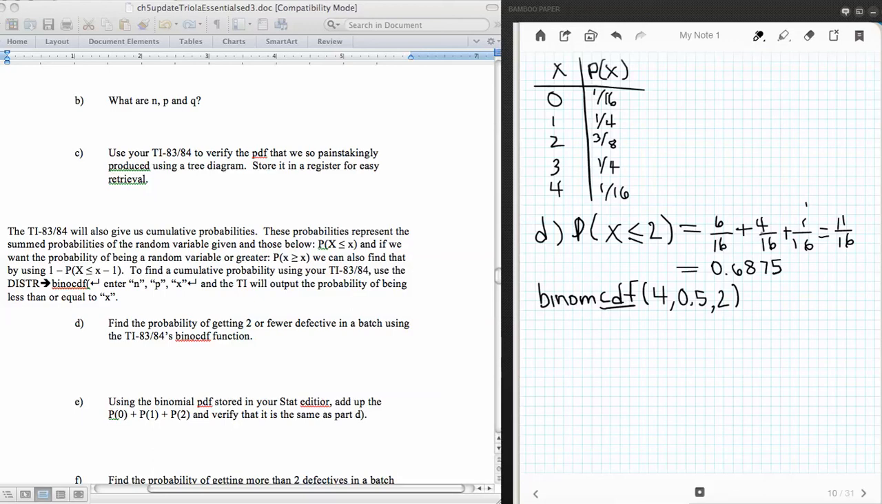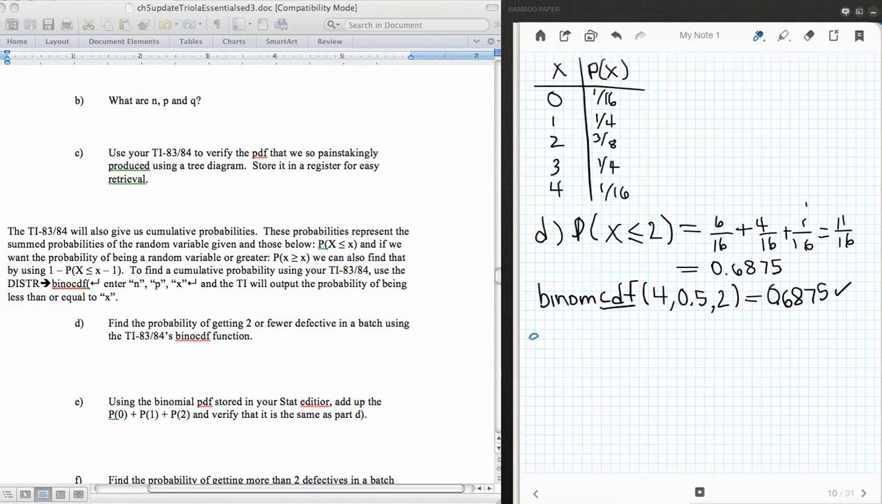2 or 1 or 0 is your total probability. So if I put these values into my calculator, oh yes, look at that. When my output comes out, I really do get 0.6875. Check. It's exactly the same as my PDF. All right, now moving on to the next question.